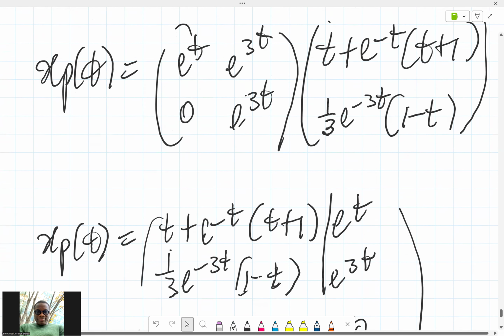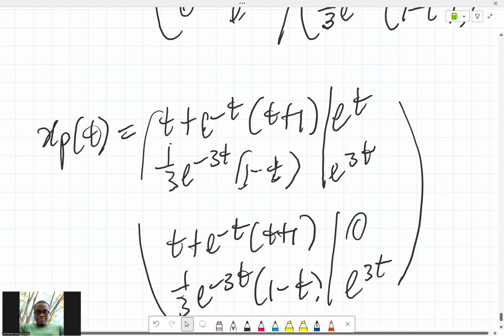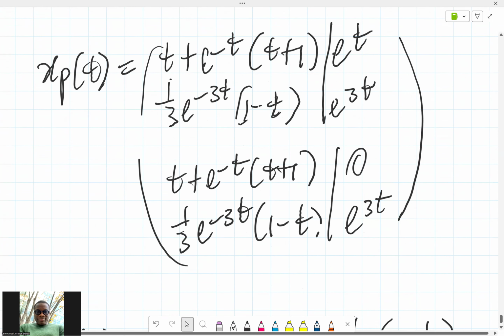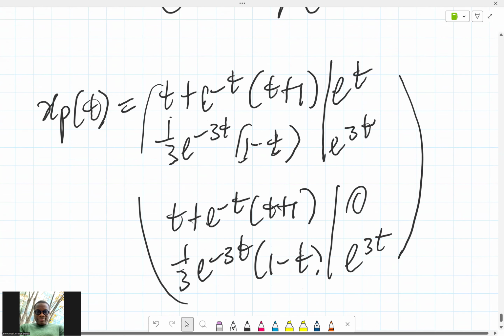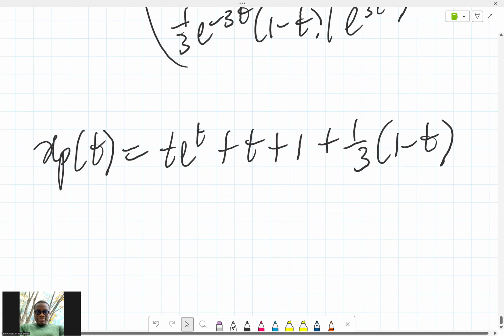So e raised to power t times t, t e raised to power t, then e raised to power minus t plus... so e raised to power minus t cancels this, so we have just t plus 1 there, then plus e raised to power 3t cancels e raised to power minus 3t, and we just have 1 over 3 into 1 minus 3t. Okay, we can tidy that up later.